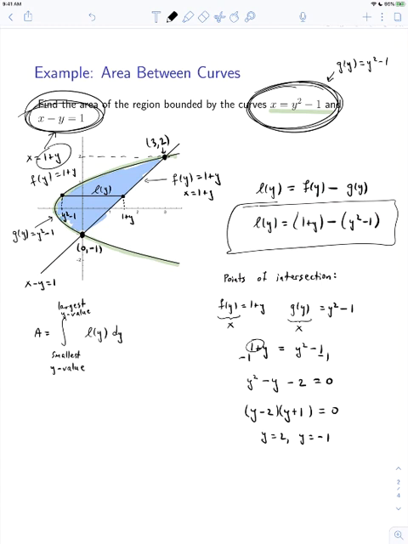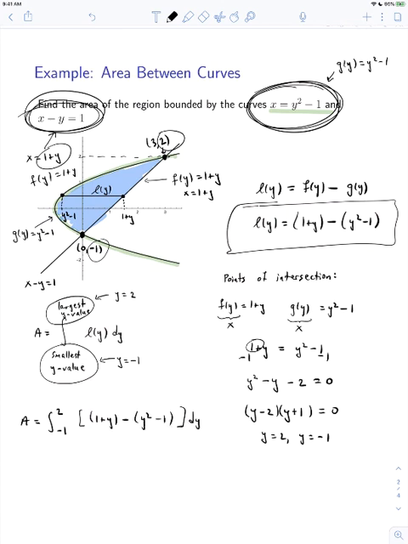But what we need is the y-coordinates. So the smallest y is y equals minus 1, and the largest y is y equals 2. So the area is the integral from minus 1 to 2 of L of y, which is 1 plus y minus y squared minus 1 dy. And now let's just simplify that. From minus 1 to 2, 1 minus a negative 1 is 2, plus y minus y squared dy.